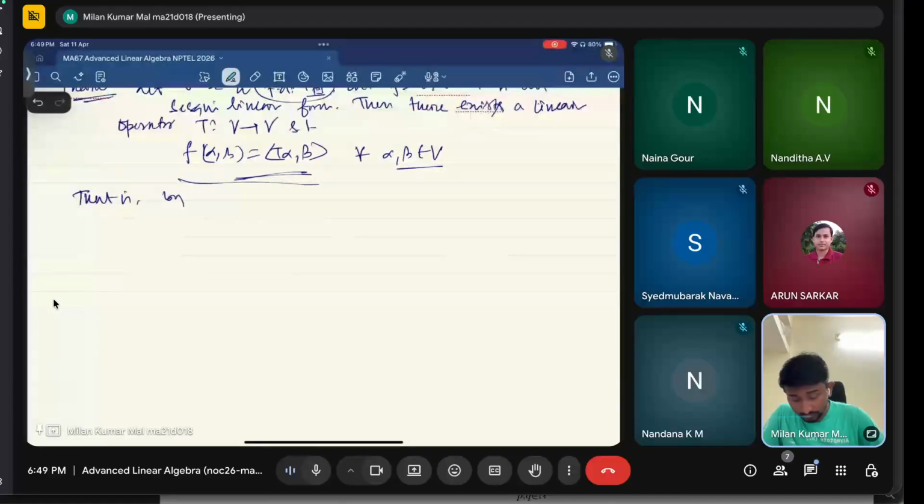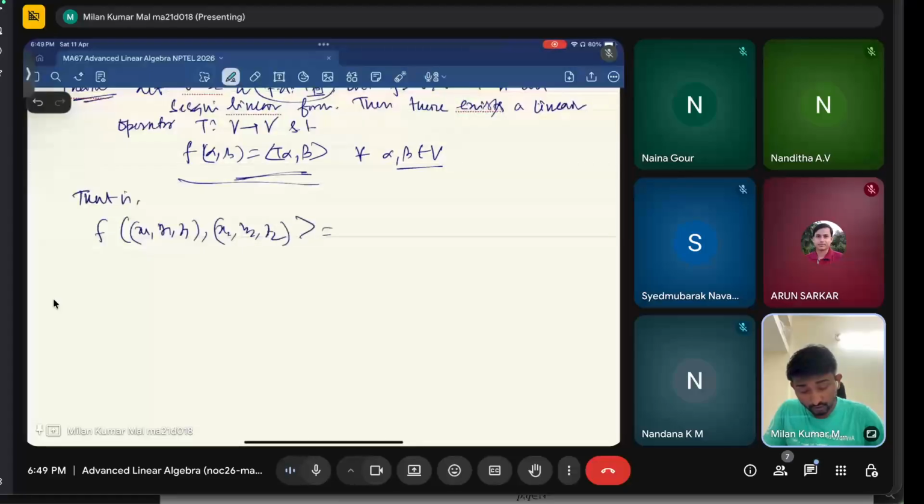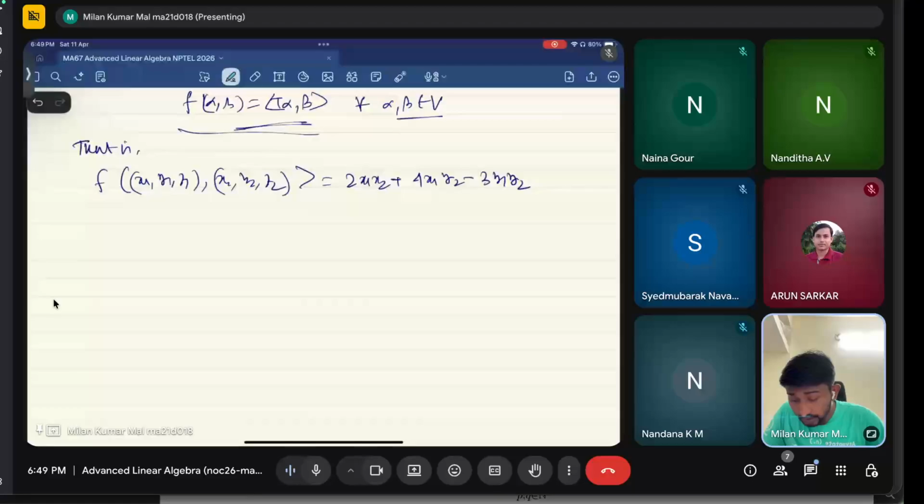f of (x1, y1, z1) and (x2, y2, z2), given that this is equal to 2 times x1 x2 plus 4 times x1 y2 minus 3 times y1 y2 plus 2 times y1 z2, z1 x2 plus 3 times z1 z2. I hope I'm writing correctly. Let me check, because if this is wrong, then everything is going to be wrong.